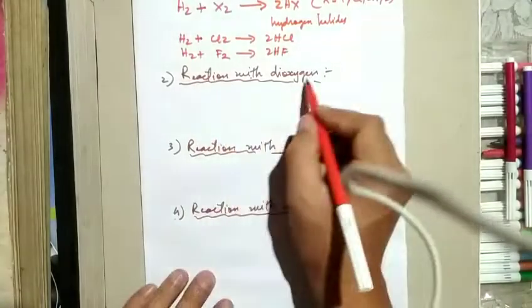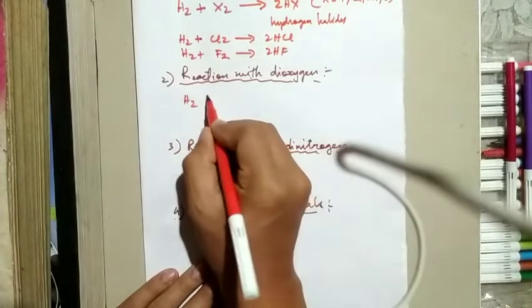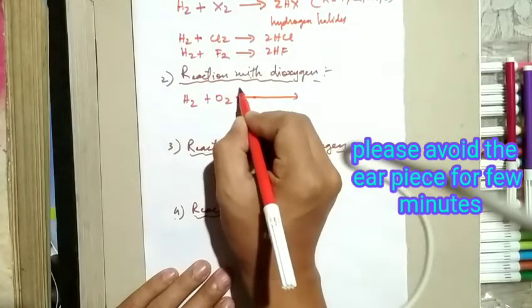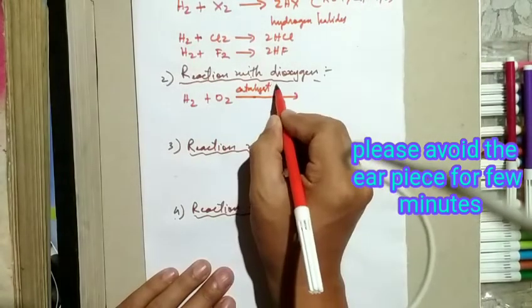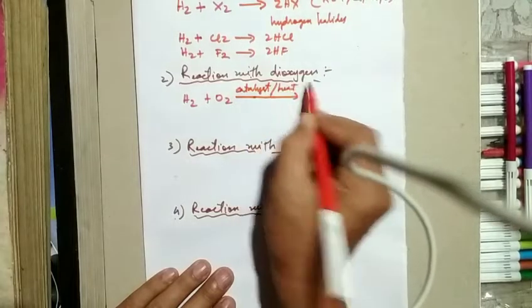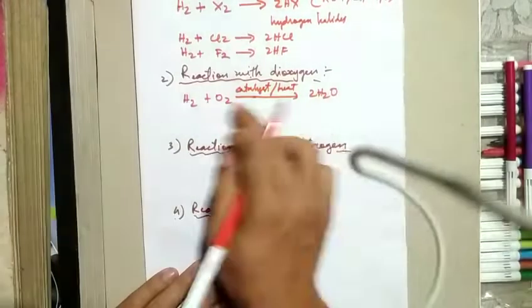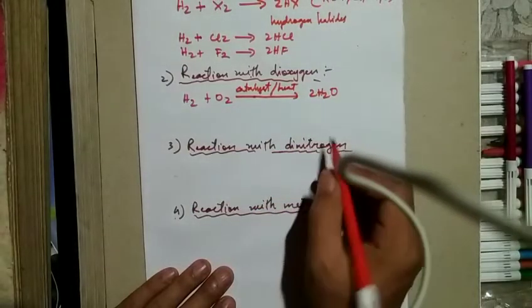Now reaction with dioxygen. It reacts with dioxygen to give a water molecule. This takes place in the presence of a catalyst, or we can use heat also, to give water. The reaction is highly exothermic, that means heat is evolved.